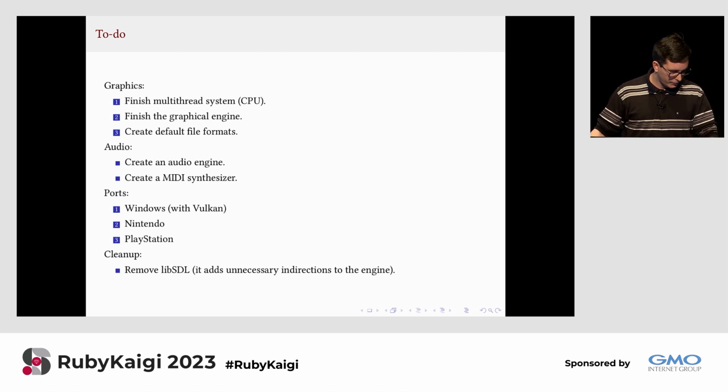For now, the game is only running on Linux with Vulkan, but I want to start making it run on Windows also with Vulkan. I want to port it also to Nintendo and PlayStation, and I don't know where else I will port after. SDL was a library that I used to make my life easier, but I need to remove it to improve the performance of the engine.